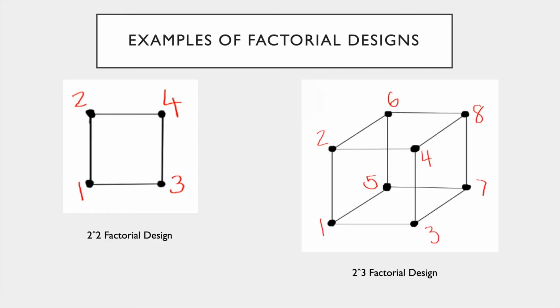Here are some examples of factorial designs that are usually seen in engineering experiments. We have a 2 to the 2 factorial design with 4 runs and 2 to the 3 factorial design with 8 runs.